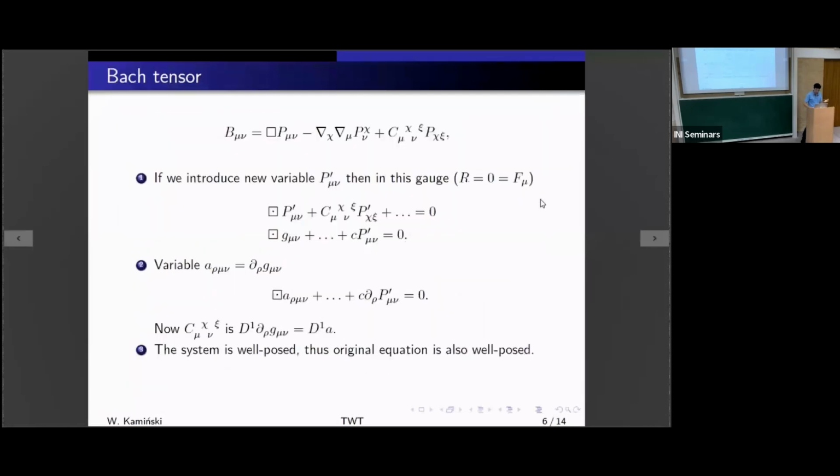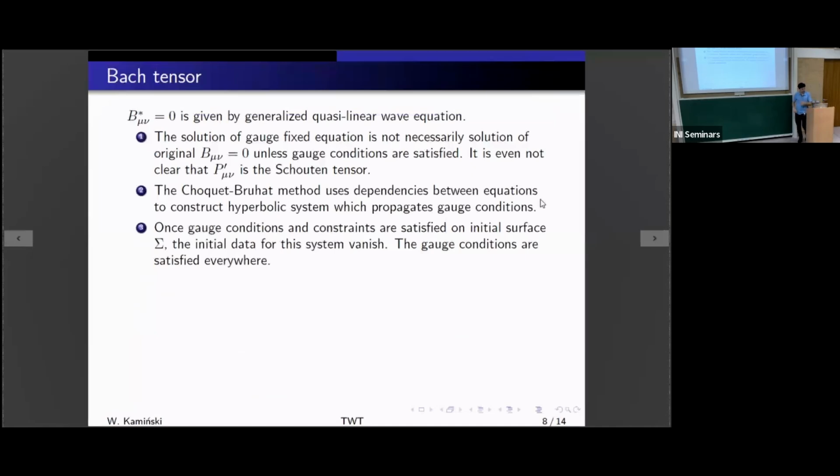Okay, and now let's look at this. Our Bach equation is like that. Yes, so this gauge fixed Bach equation is a generalized quasi-linear wave equation. Okay, so of course it's still not showing that we can use this Bach equation for the development, because the problem is that we have a gauge fixed equation, so first of all, we don't know if B is 0, and we don't know if P prime is the Schouten tensor. So unless the gauge conditions are satisfied, we need to show that the gauge also propagates.